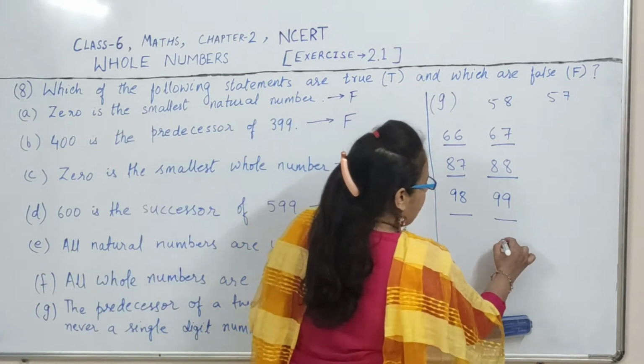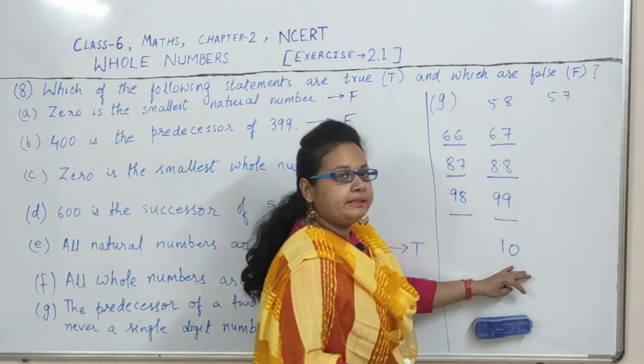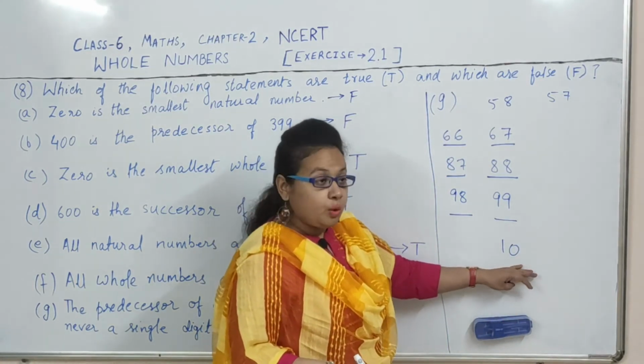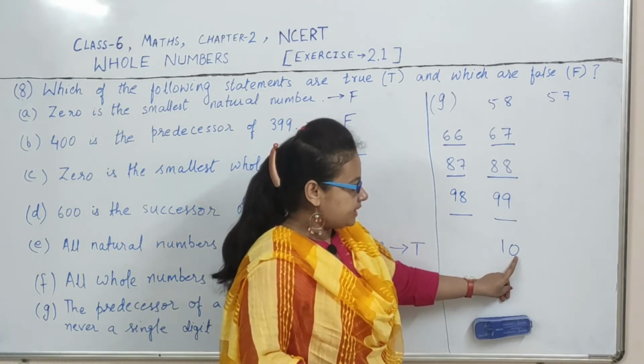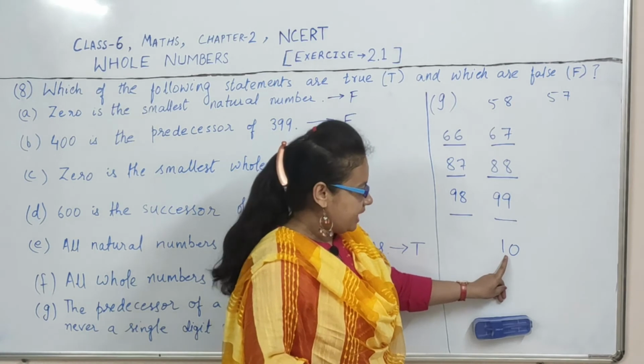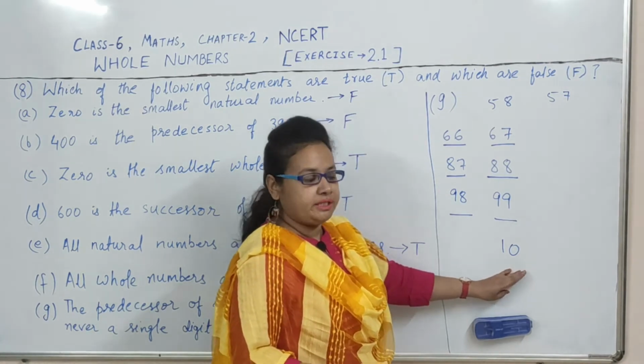Now, let us take one more two-digit number. It is 10. It's a two-digit number, right? It has two digits, this digit and this digit. It has one digit at the ones place and one digit at the tens place. So, it has two digits in this number.